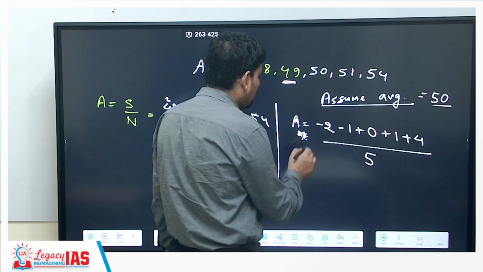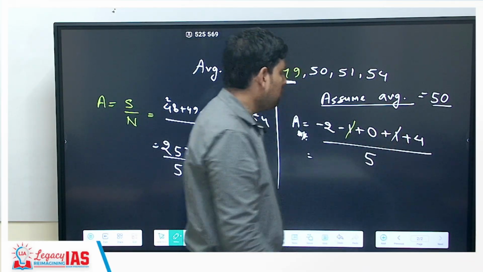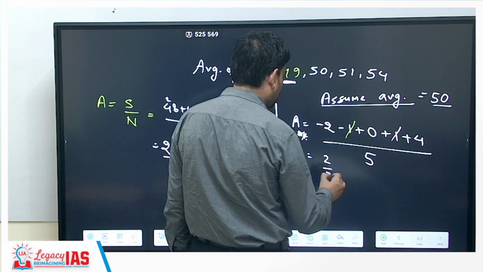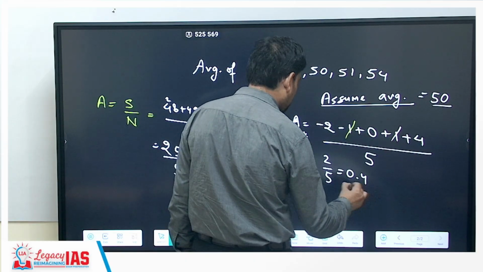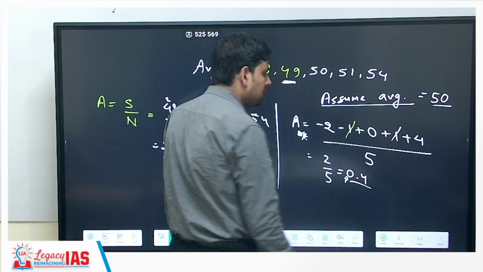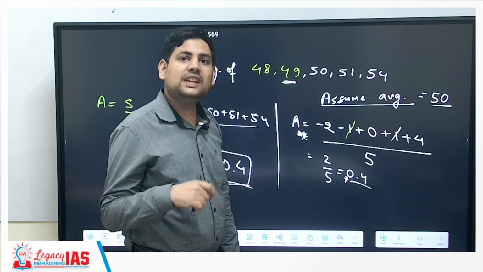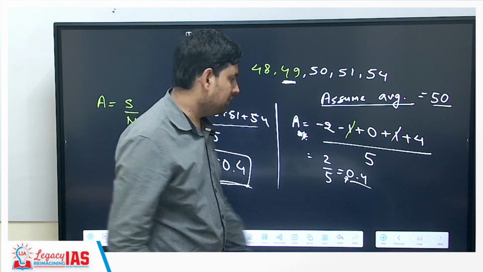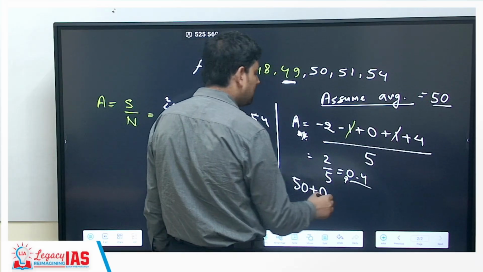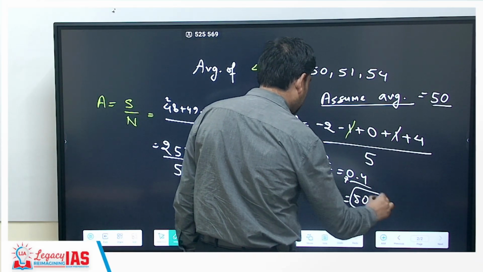Now what you will get here: minus 2 minus 1, so minus 1 and minus 1 cancel out. What you get is 4 minus 2, that is 2, 2 by 5, that is 0.4. Now it came out to be positive. When it comes out to be positive, you add it to 50. If it has come out to be negative, I will subtract it from 50. So the answer becomes 50 plus this average difference that came, 0.4. So what I got is 50.4 as the final answer.